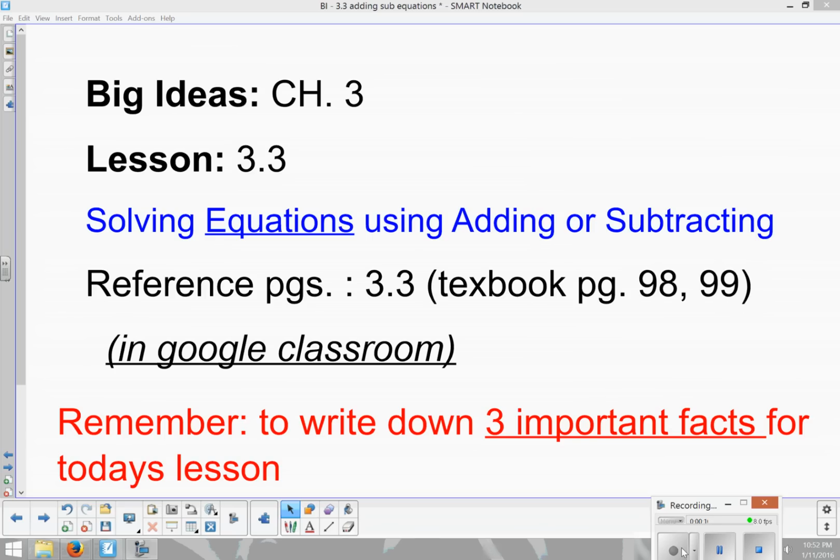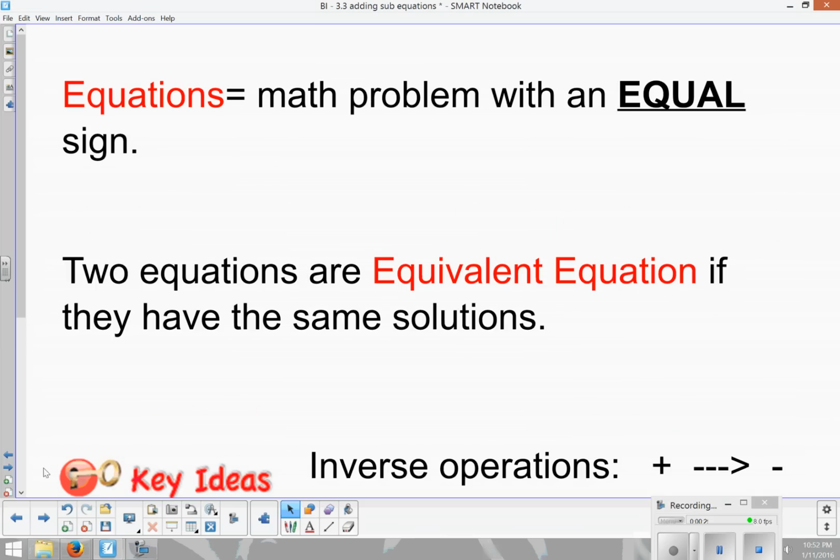Today we're going to be covering Chapter 3, Lesson 3.3, Solving Equations Using Adding or Subtracting. We've already spoken about what an expression is, so today we're going to talk about equations, what they are, and how you solve an equation. Reference pages can be found in our Google Classroom, Title 3.3 textbook. As a reminder, you will need to write down 3 important facts for today's lesson from this video. Let's go ahead and get started with some vocabulary.